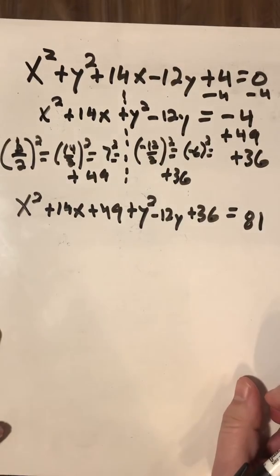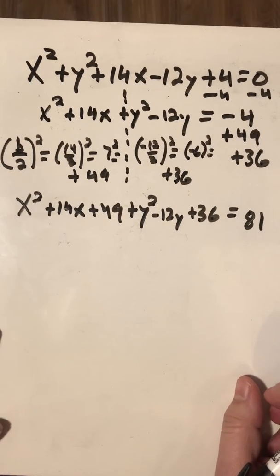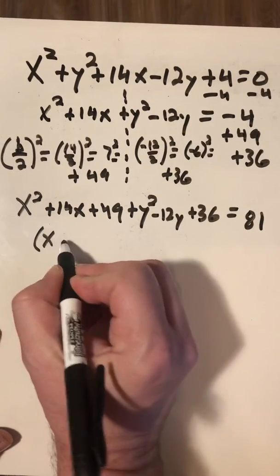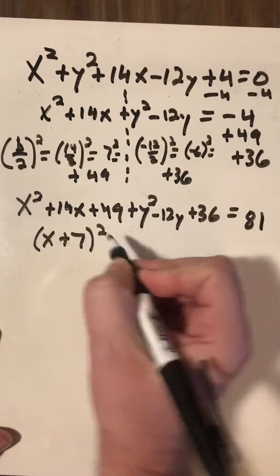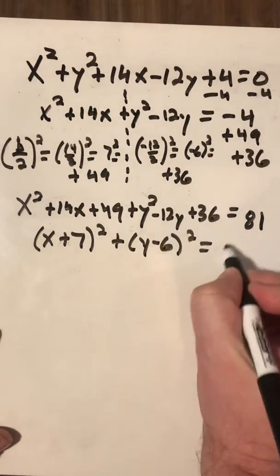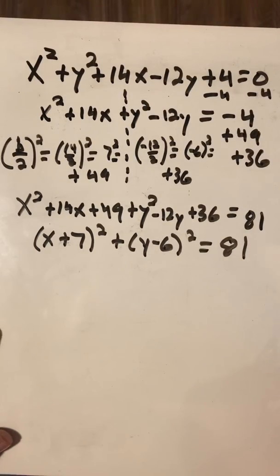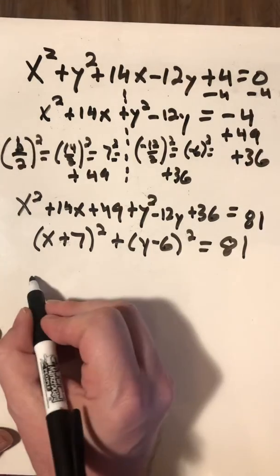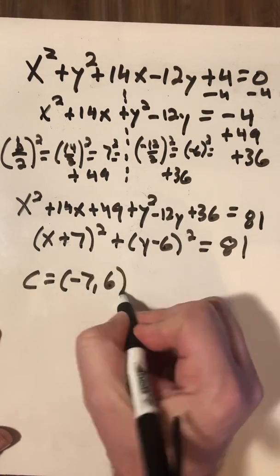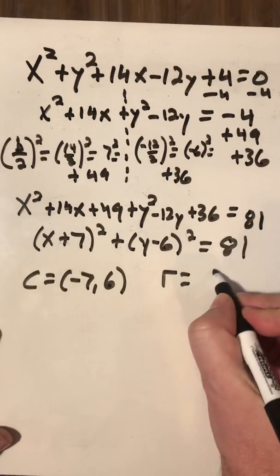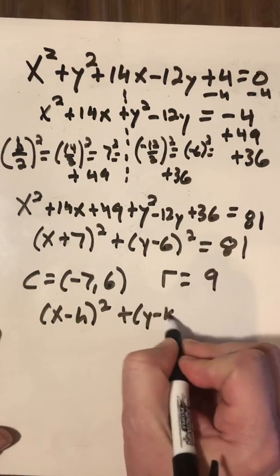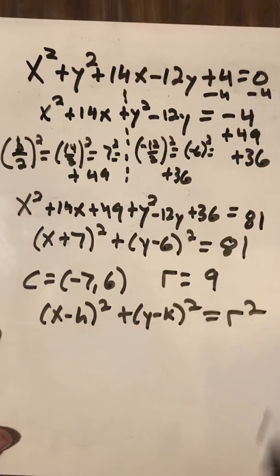All right, guys, so whenever we factor our perfect square trinomials, on the left-hand side, I'm going to have x plus 7 squared. And then on the right-hand side, I'm going to have y minus 6 squared equals 81. And now it's in center radius form. And remember that the center of your circle is going to be negative 7, comma 6. And the length of your radius is going to be 9. Because remember, it's x minus h squared plus y minus k squared equals your radius squared. Okay.